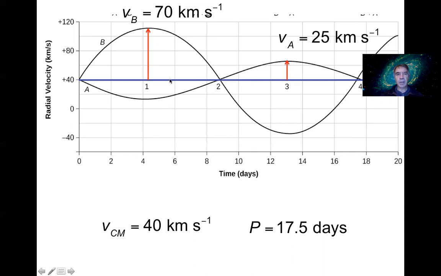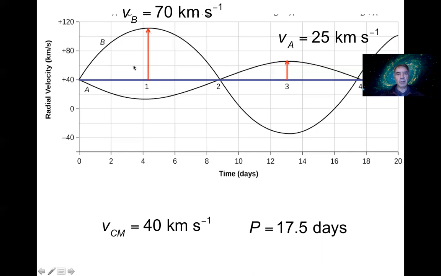Okay, and so that line runs through a radial velocity of plus 40 kilometers per second. So that is what you would identify as the velocity of the center of mass of the system. That's because both stars are orbiting around a center of mass, but that whole system can be moving through space relative to the sun. So that's what that velocity of center of mass means. It's the motion of the center of mass of that binary system relative to the sun.